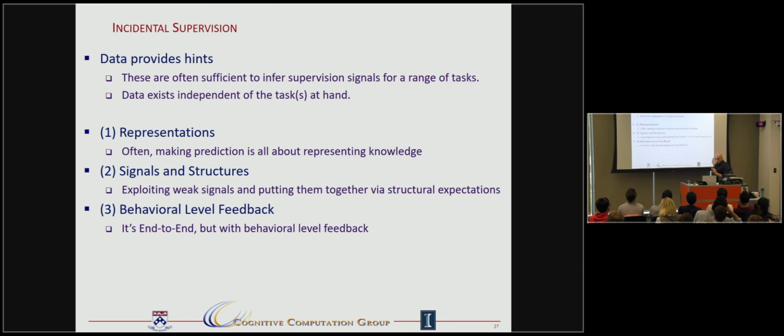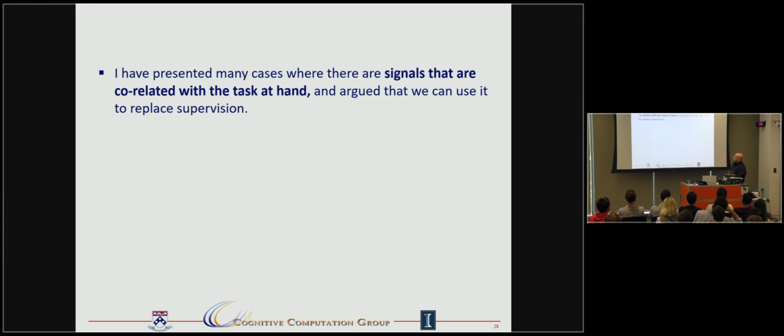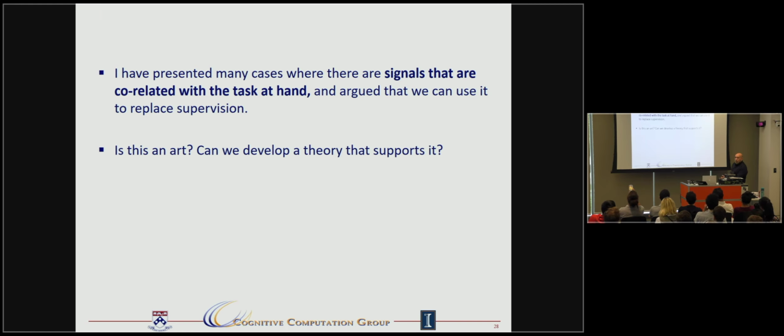Okay, so far I talked about representation, and I want to move to talk about signals in general and structures. So I presented quite a few examples already where the signals are correlated with the task, and I argue that I can use this to replace supervision. Now you can ask, is this an art? I mean, okay, you invented this pronoun gender idea, or this similar or different, or this temporal thing, or many other things that we've done over the last few years.